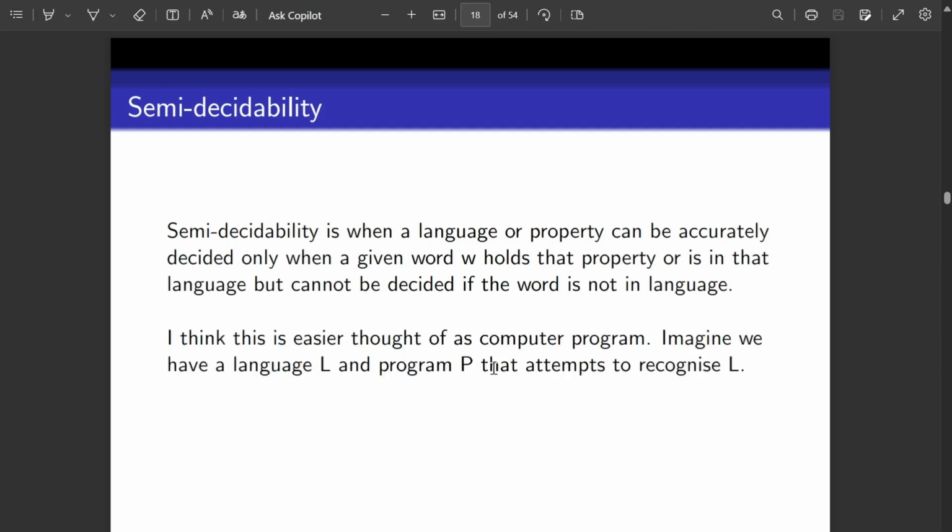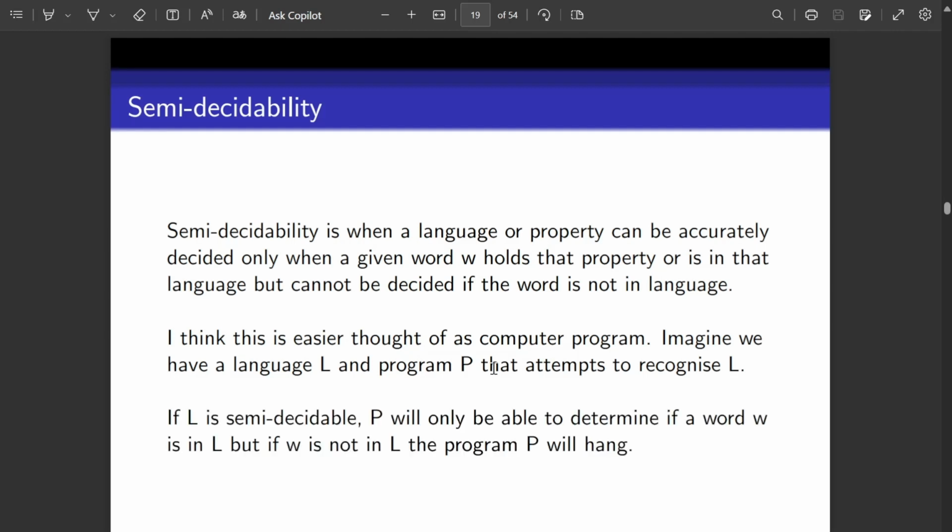So this is easier thought of as a computer program. Imagine we have a language L and a program P that attempts to recognize L. If this language that P is trying to recognize is semi-decidable, then we'll only be able to determine if the word W is in the language. But if the word isn't in the language, the program P will hang, which means it will just run forever.